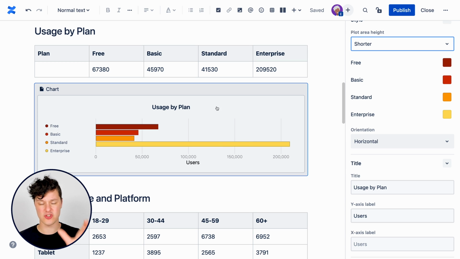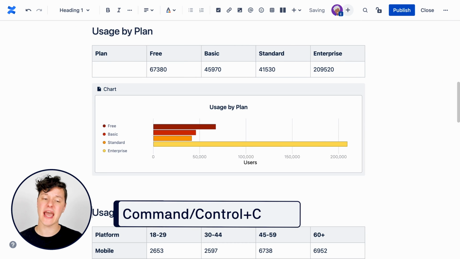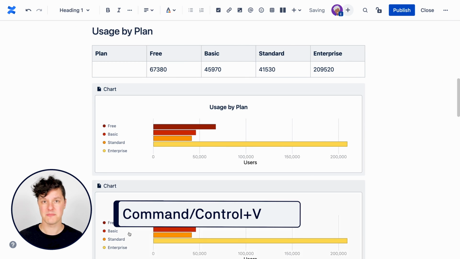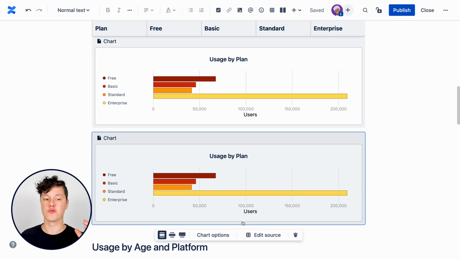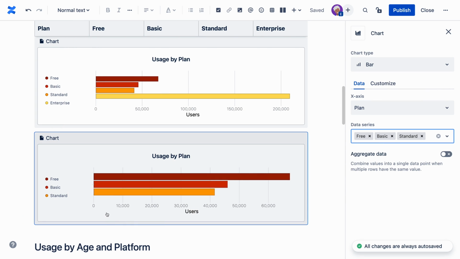That part of the range is just too vague for me to truly understand. So a great practice here is to actually add another chart by just copying this one and removing the enterprise data series. And now I can see the other three plans compared with a much more accurate range, so I actually know what the numbers look like.